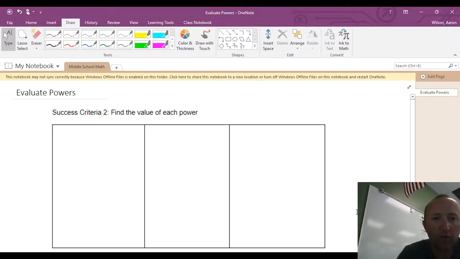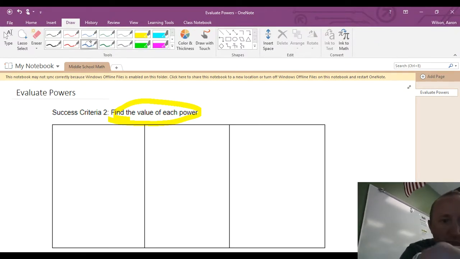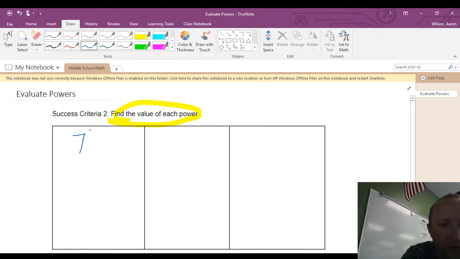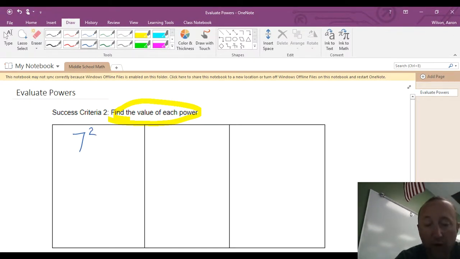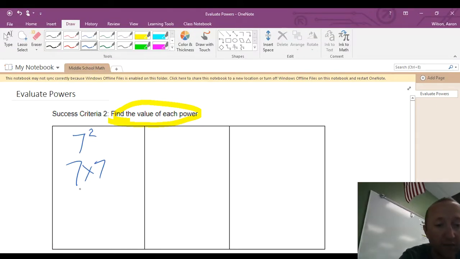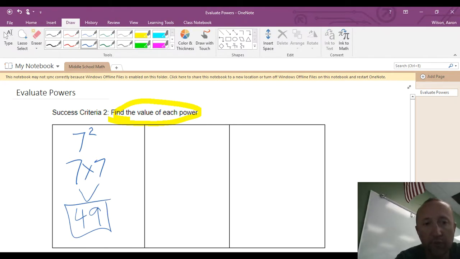Okay, so now we are going to learn how to find the value of each power. So you're going to be given several examples. The first is going to be read 7 to the second power, or you can read it 7 squared. You can read it either way. We're going to go with 7 squared, and 7 squared means 7 times 7. Well, what is the value of 7 times 7? That is 49. So there's your first example.